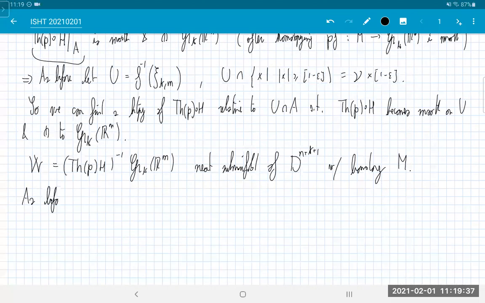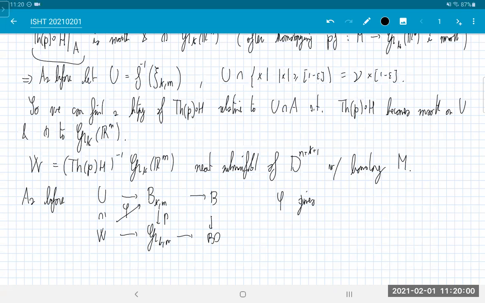And as before, this composite phi gives a Xi structure on W compatible with the one on M. And that's the end of the proof. So the class of M is indeed a boundary. As you can see, it's exactly the same proof as before. We just need to be a bit careful with the boundary.